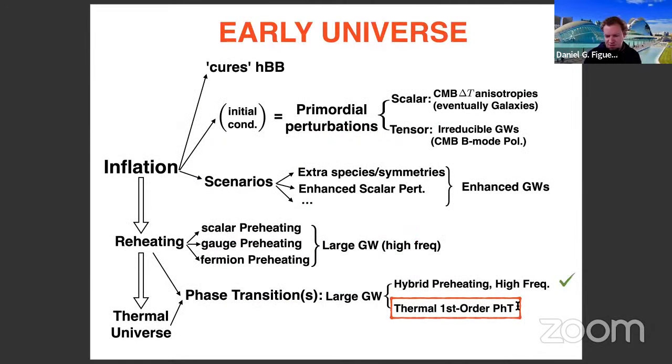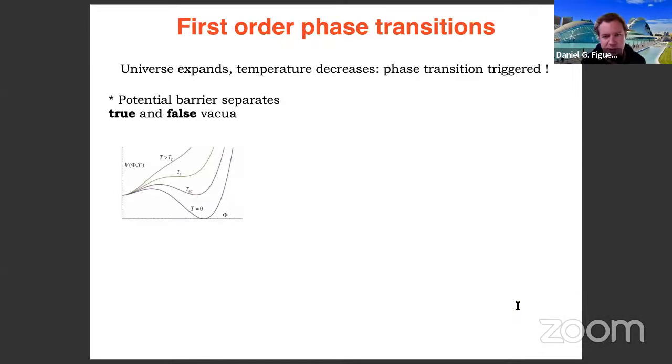Okay, thermal first-order phase transitions. What is this about? Well, imagine we've successfully reheated the universe. The universe is in the thermal era, and there is a plasma of relativistic degrees of freedom driving the expansion of the universe. There's a certain temperature. This temperature is dropping all the time because the universe is expanding.